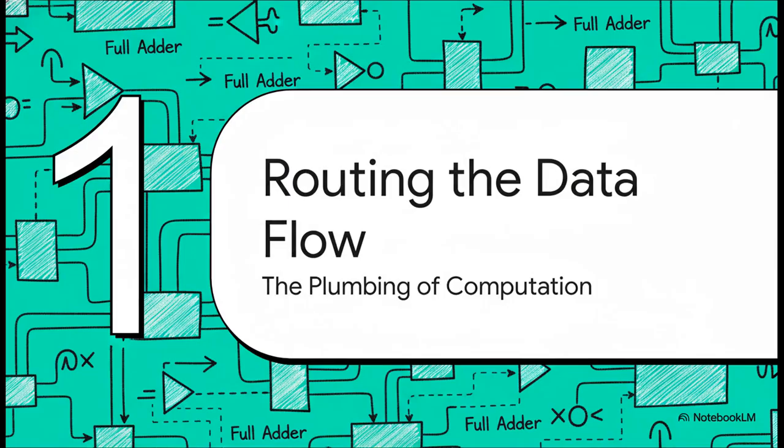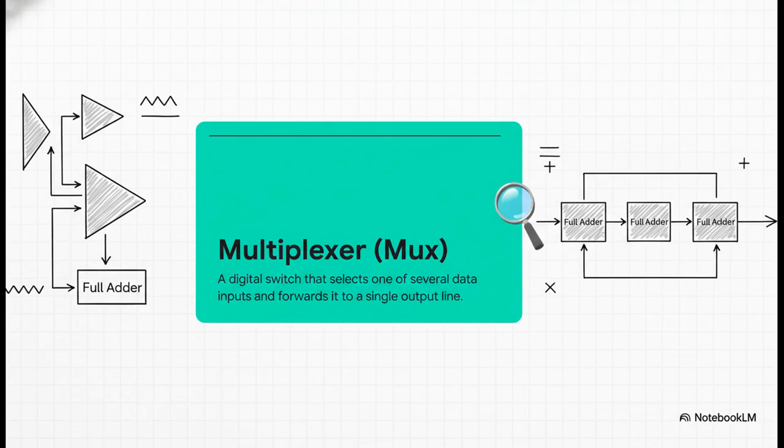Okay, so before we can even think about adding numbers, we have to solve a more basic problem, just getting the data to the right place. You can think of it as the plumbing of the processor. We need circuits that can direct the flow of information. The first key component here is the multiplexer, or MUX for short.